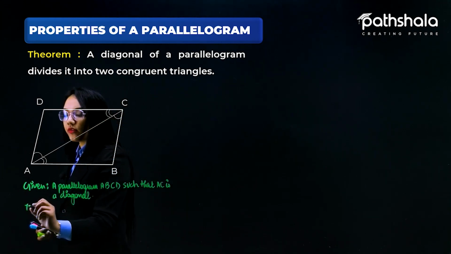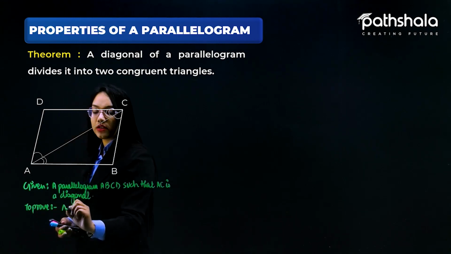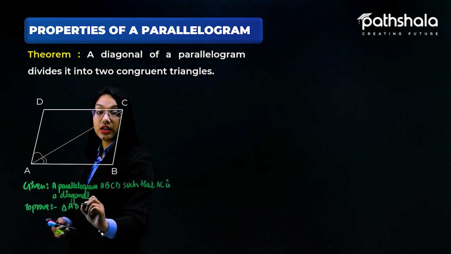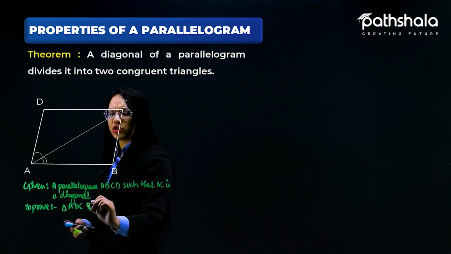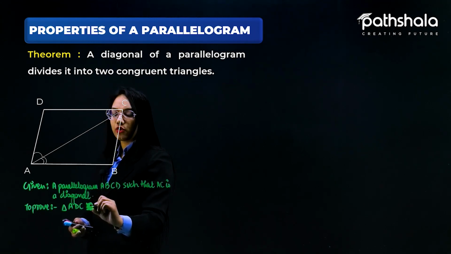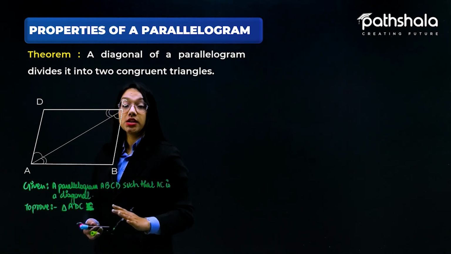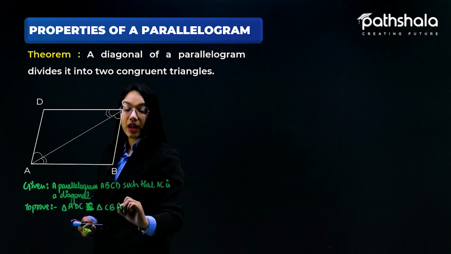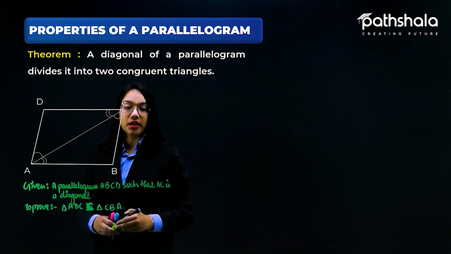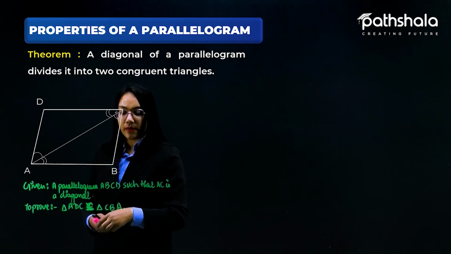Now, what do we have to prove here? We have to prove that the triangle ADC is congruent to the triangle CBA. I just have to prove that the two triangles are congruent, that ADC is congruent to the triangle CBA.